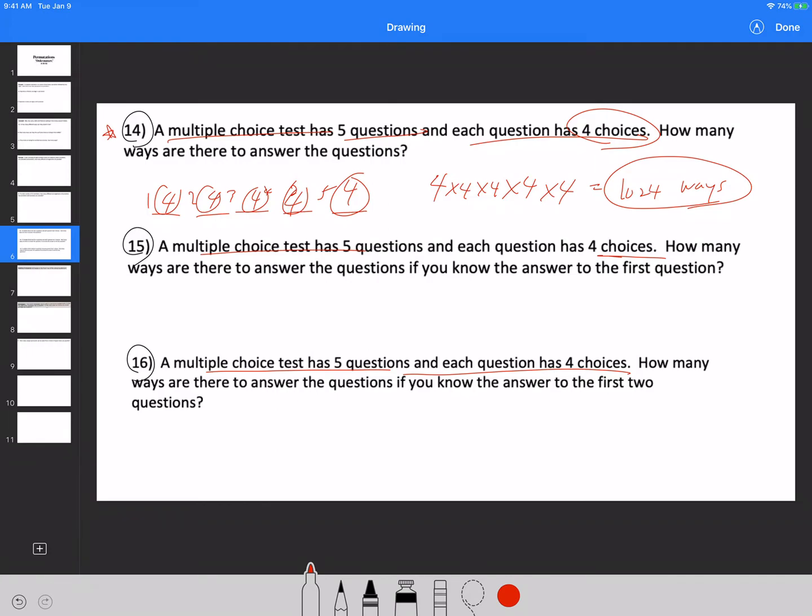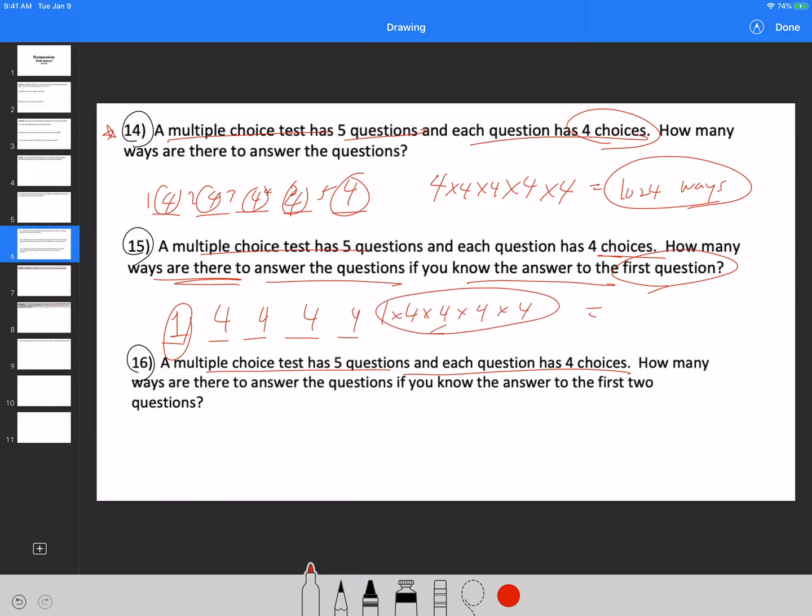Number 15 says a multiple choice test has 5 questions and each question has 4 choices. How many ways are there to answer the questions if you know the answer to the first question? So if you draw those 5 blanks again, what should you put in the first blank? You already know one answer to these 5 questions, and assuming that you will try to get the question right, you will only put down that one answer choice. Which means the rest of it will be 4s. So it'll be 4 times 4 times 4 times 4 times 1. So that's 256 ways.